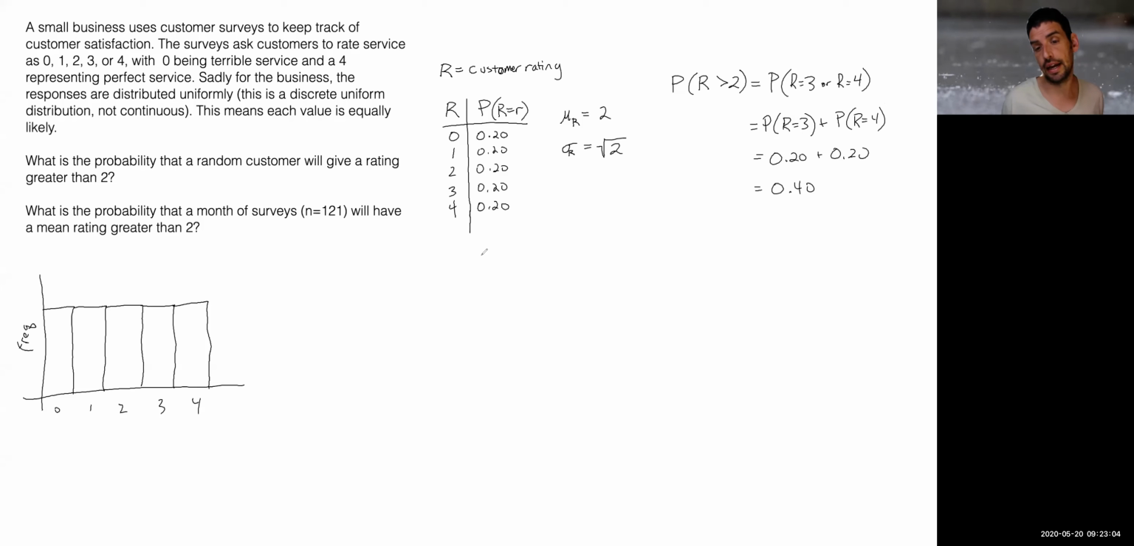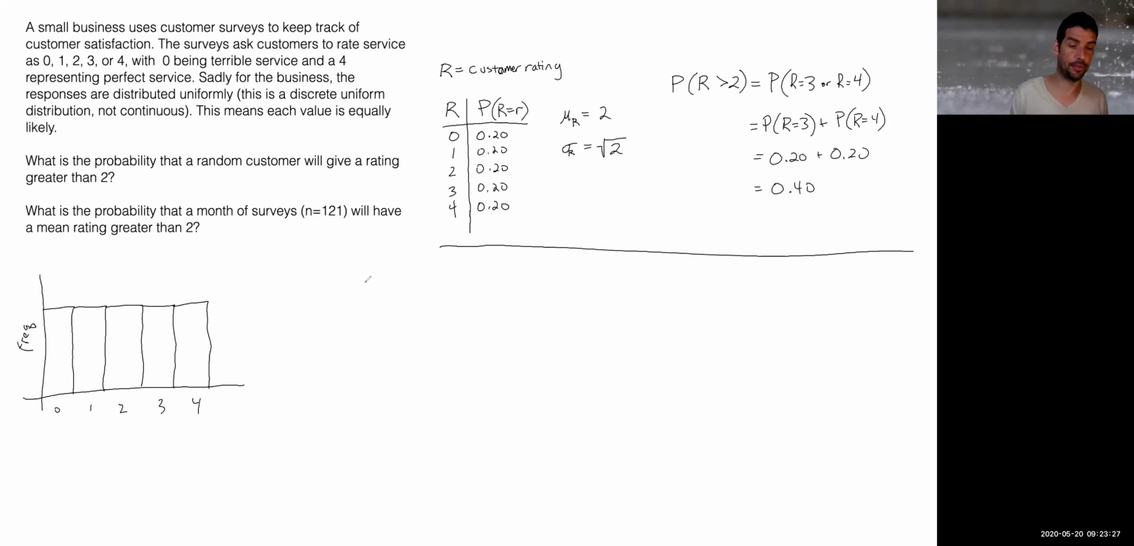Okay, now let's attack the second question. What is the probability that in a month of surveys, n equals 121, so this is our symbol just saying that in this month they collected 121 surveys, what is the probability that this month will have a mean rating greater than 2? So here's where the central limit theorem comes in.